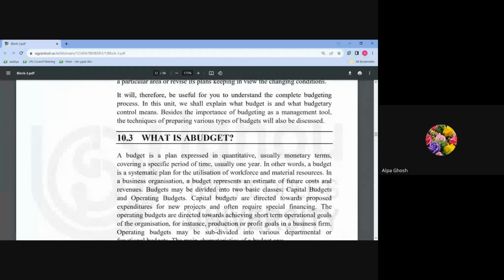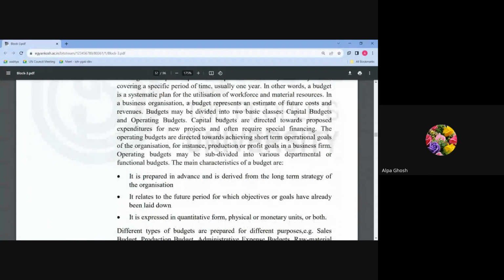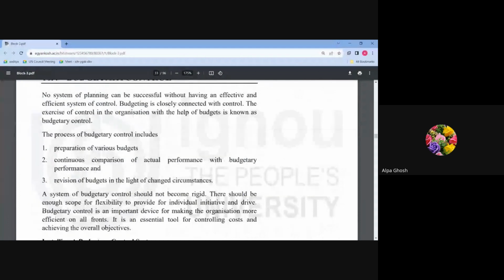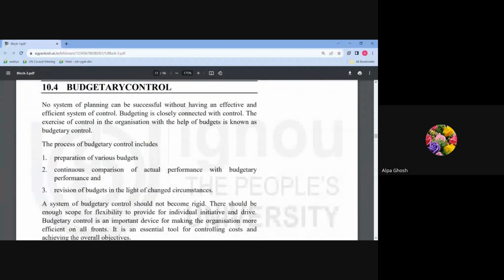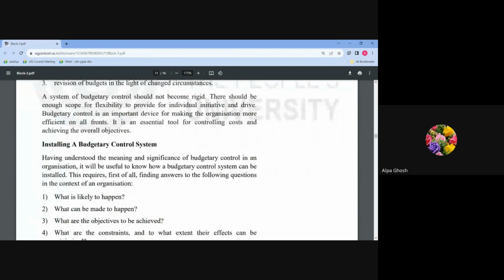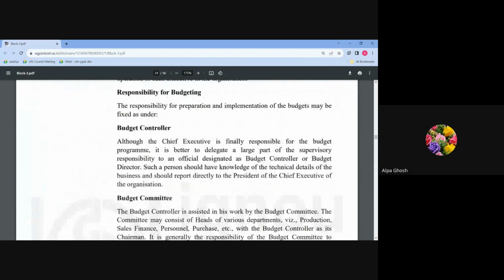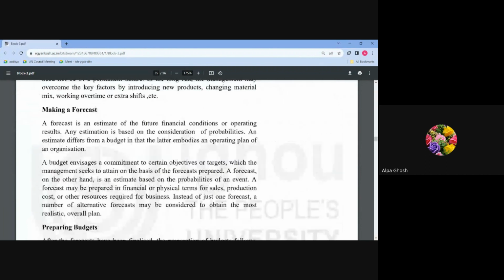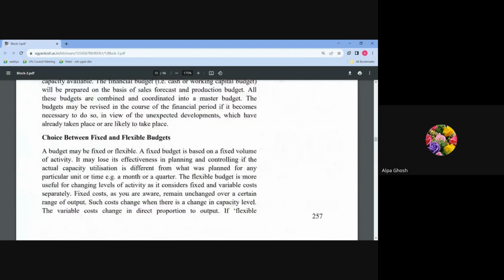So what is a budget? It is an expression, a plan in terms of money. We need to prepare it in advance so that the strategies related to income and expenditures can be drawn. So when we talk about budget, there should be a budgetary control. The budgets are prepared of various types. It may be on the basis of performance, it may be on the basis of sales, it may be on the basis of your income, it may be on the basis of your cash.